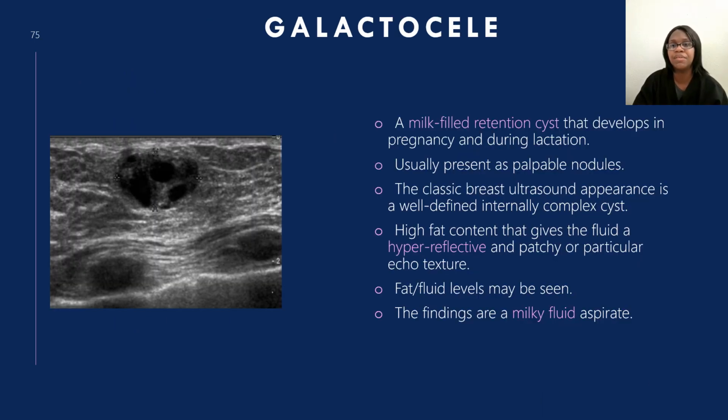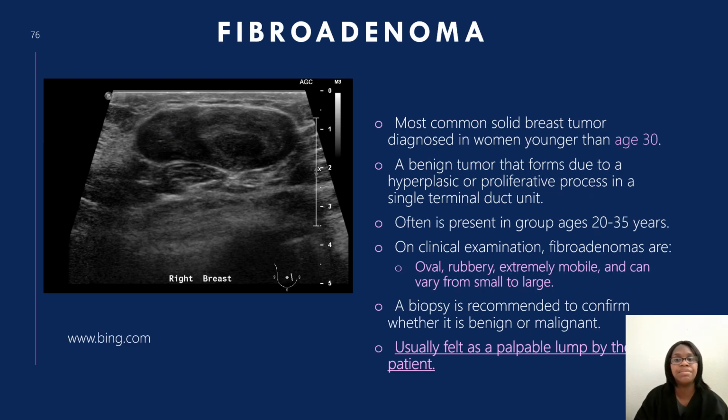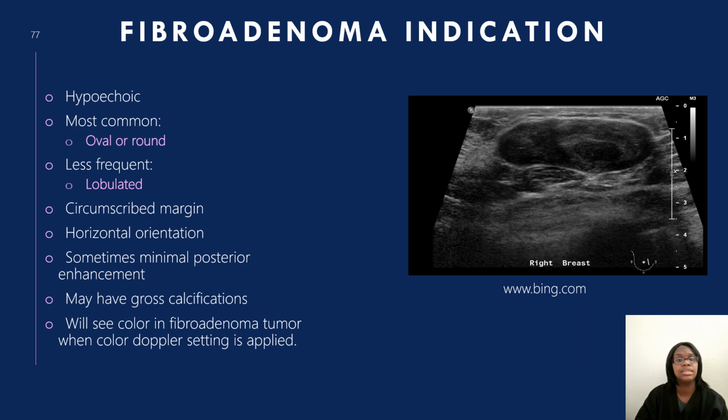Galactocele, this is like a milk-filled retention cyst, and it does develop in pregnancy. So this is how this would look. The findings would be like a milky fluid. And then you have your fibroadenoma, which is very common. So a biopsy is recommended to confirm whether it is benign or malignant. A lot of patients feel this as a lump. And then you have another picture of a fibroadenoma.